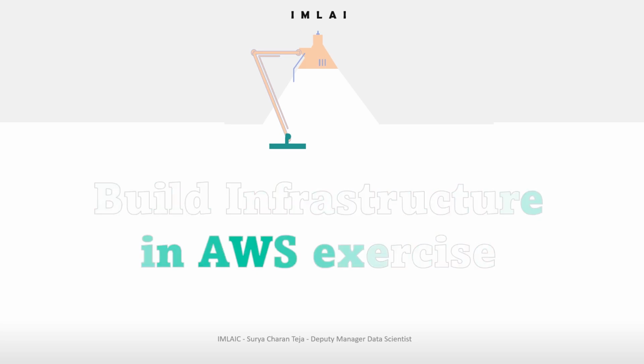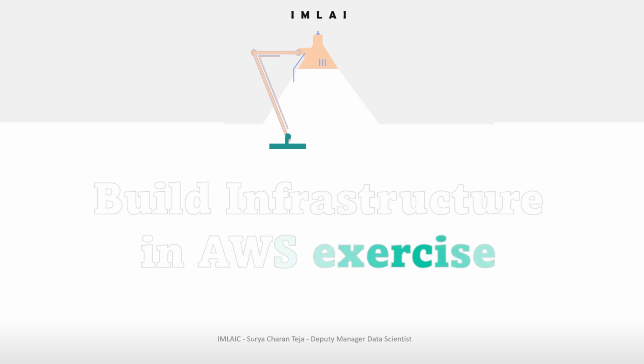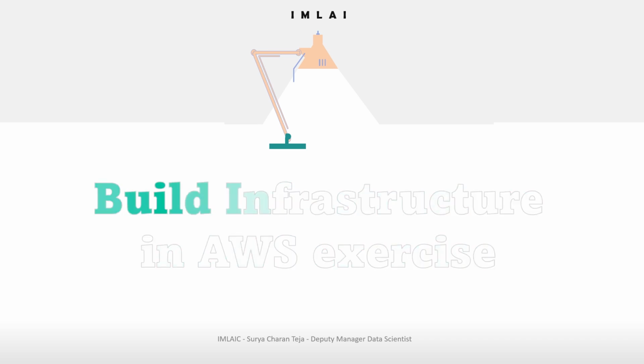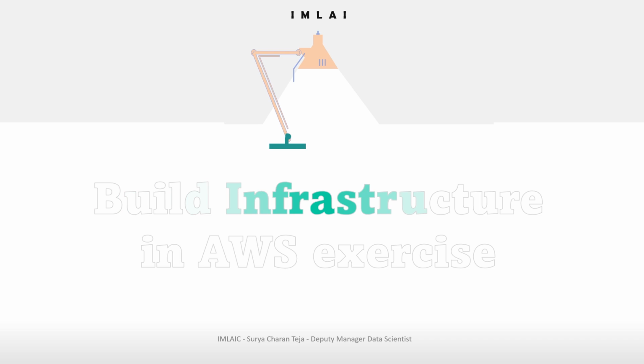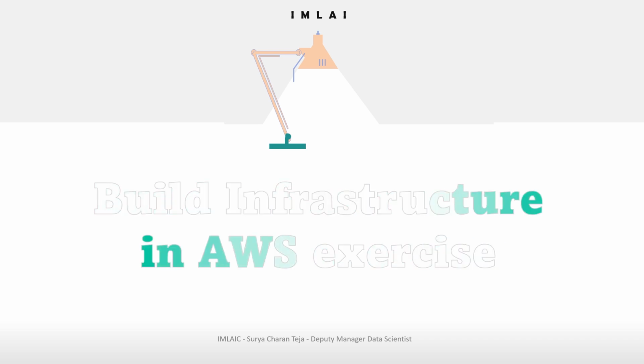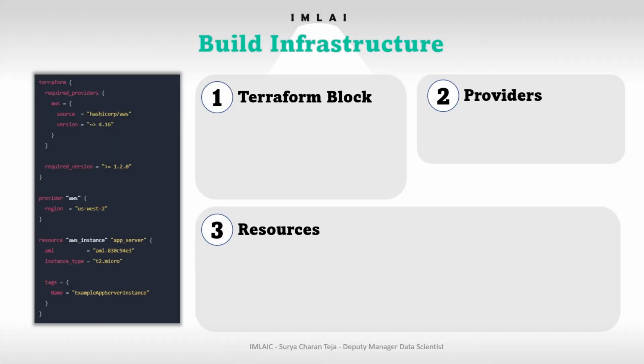Setup is done. So now it's time to write configuration to complete this build infrastructure in AWS exercise. The set of files used to describe infrastructure in Terraform is known as a Terraform configuration. So you'll write your first configuration here to define a single AWS EC2 instance. Each Terraform configuration must be in its own working directory.